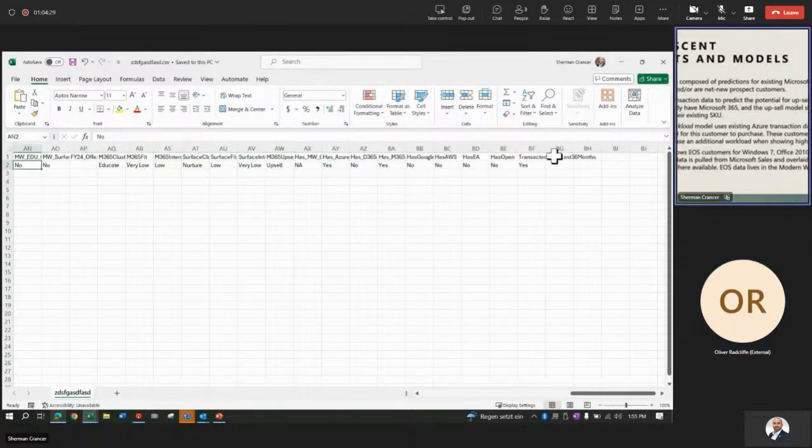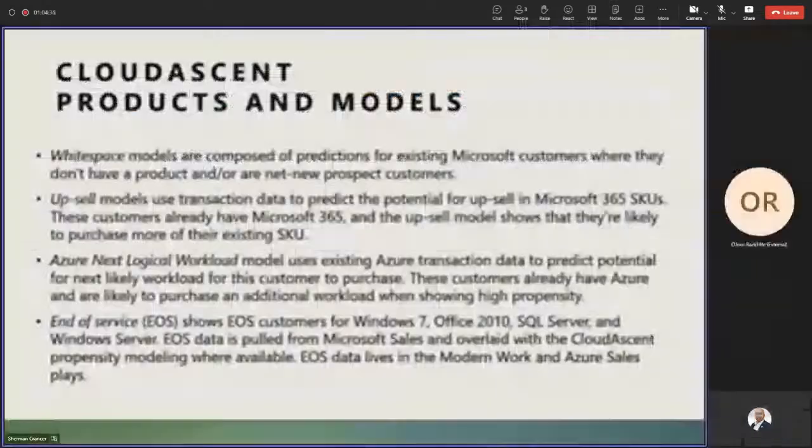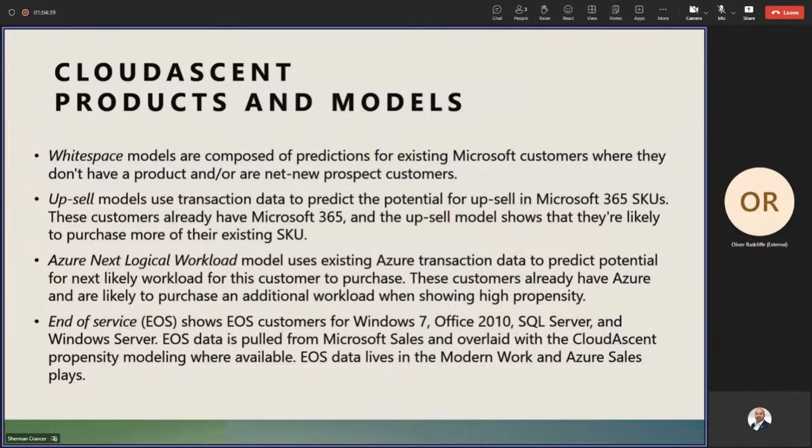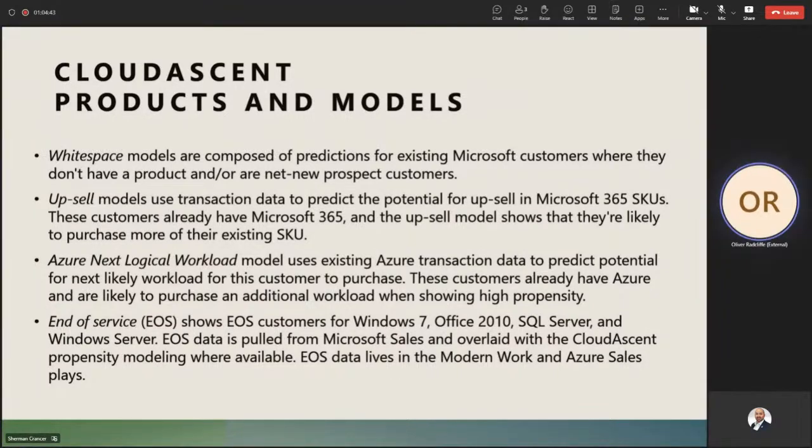So anyways, I just want to share this with you. I think this is a good thing that you can bring to your partners and say, hey, let's look at your Azure customers right now. Let's see what the next logical workload is. Yeah. And then you can do that.